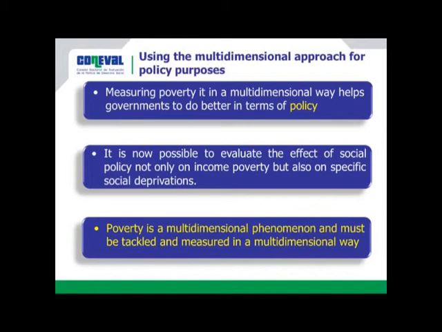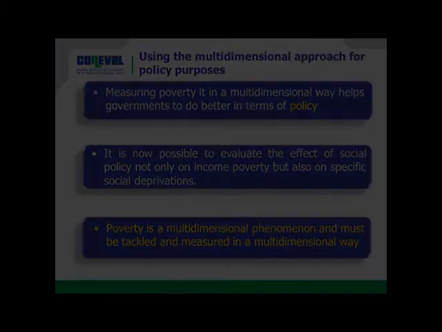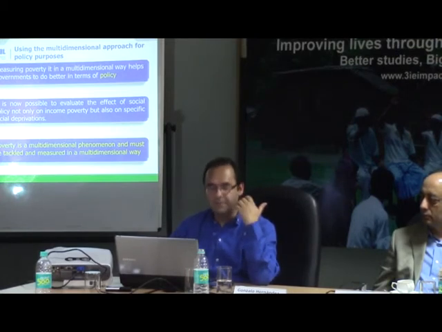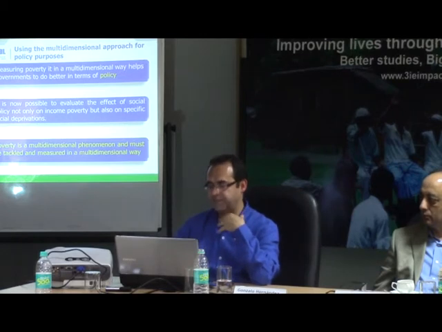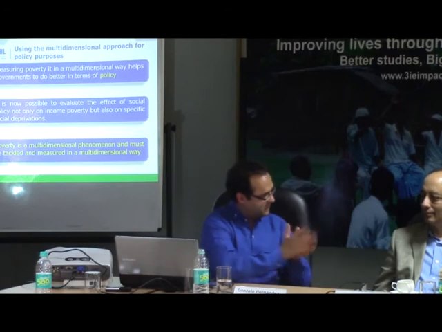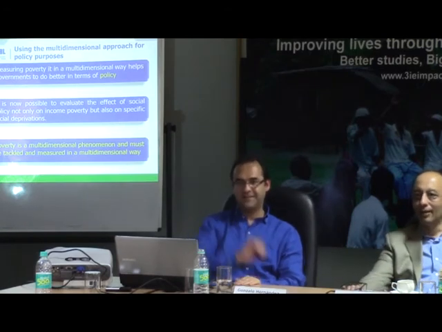Because as I said, it is now possible to evaluate programs in terms of poverty, not income poverty, which is more difficult for certain programs. And we think that poverty is a multidimensional phenomenon and must be tackled this way in order to have better policy. So I finish here, Ajay, and then we can carry on with some interesting.